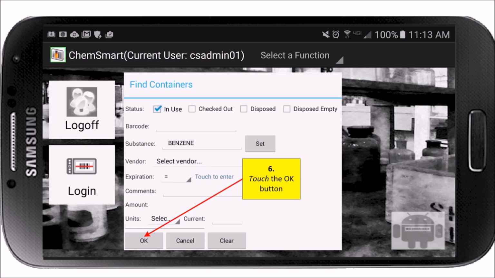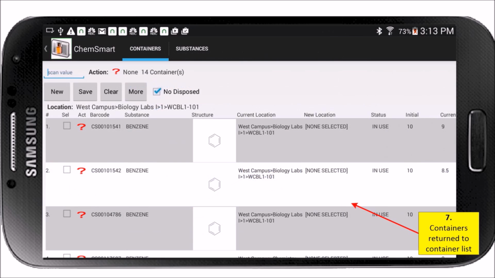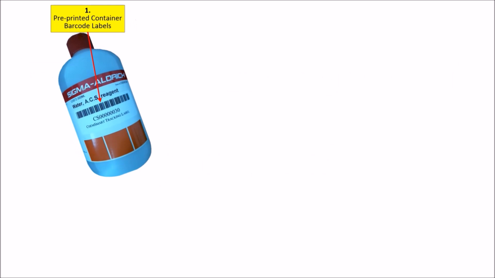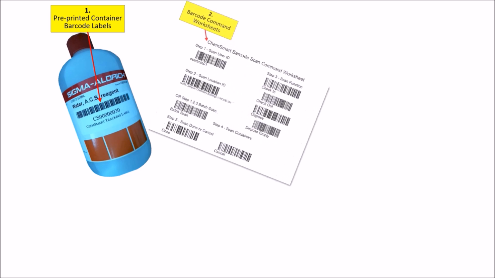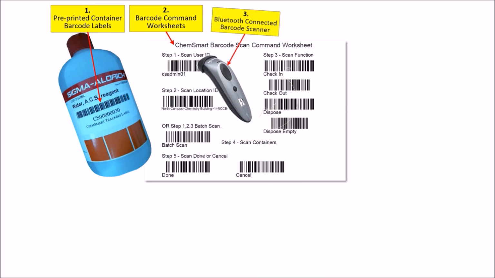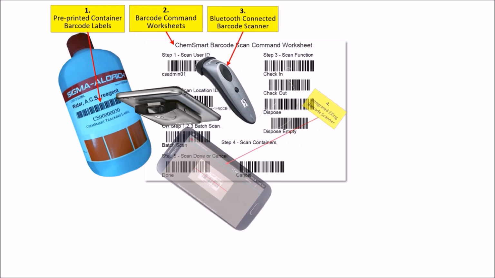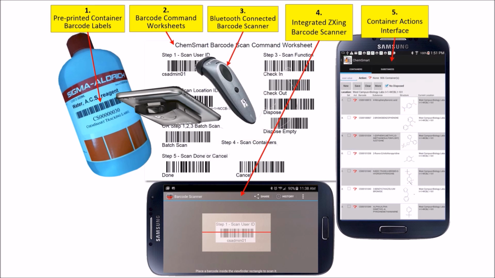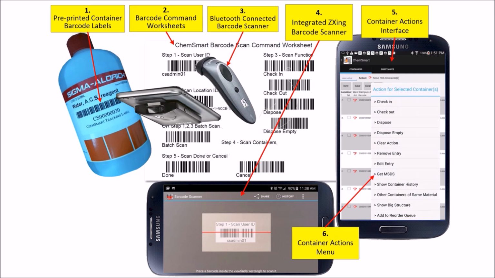Once all search criteria are specified, touch the OK button. Containers matching the specified search criteria are returned to the container list. There are 6 key ChemSmart components supporting container actions and inventory management: pre-printed container barcode labels, barcode command worksheets, a Bluetooth-connected barcode scanner, and/or the integrated Zing barcode scanner application, the Container Actions interface, and the Container Actions menu.